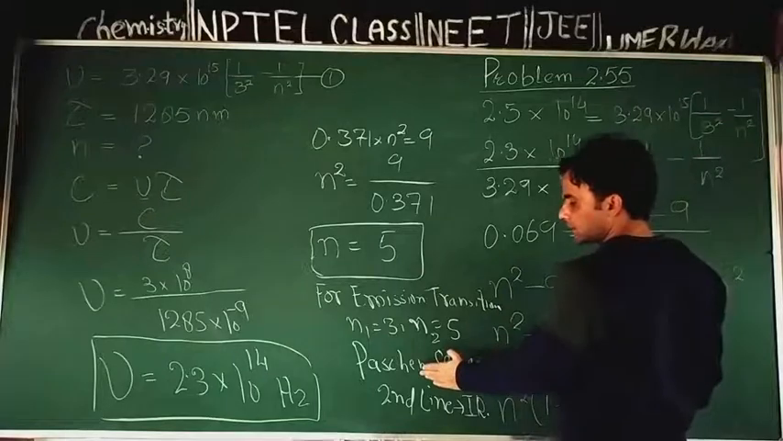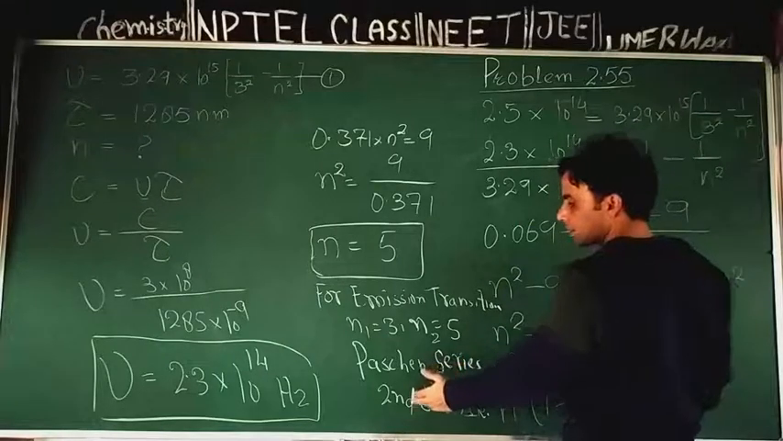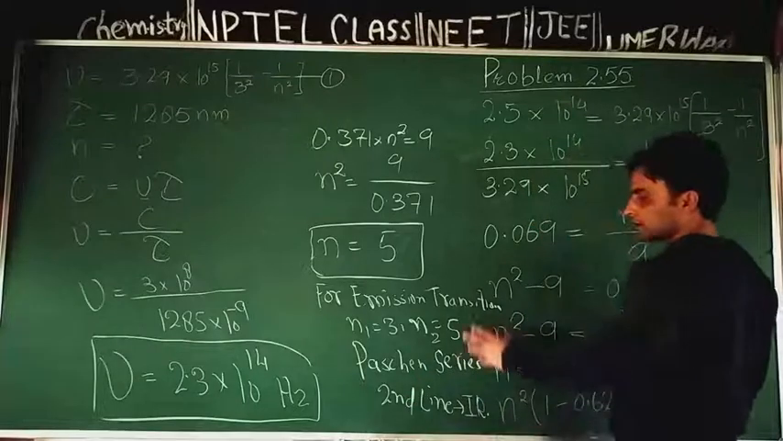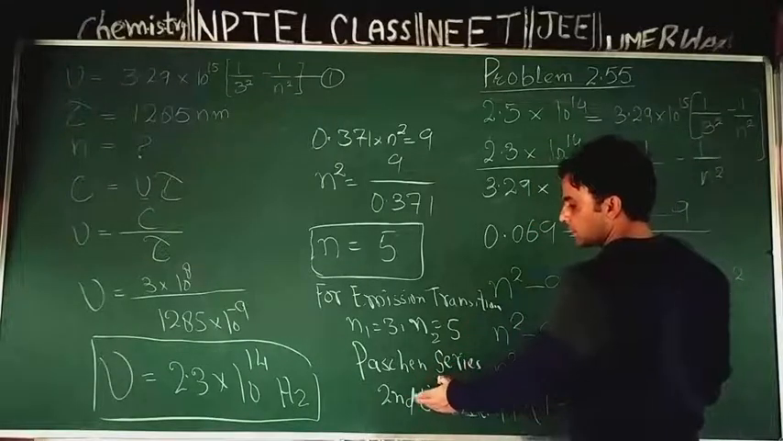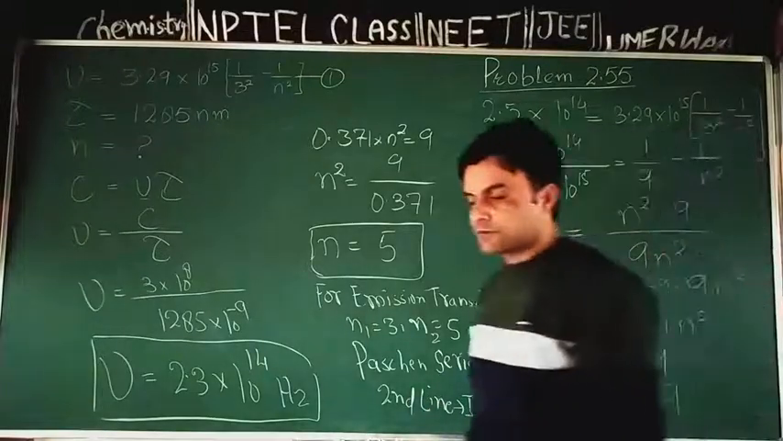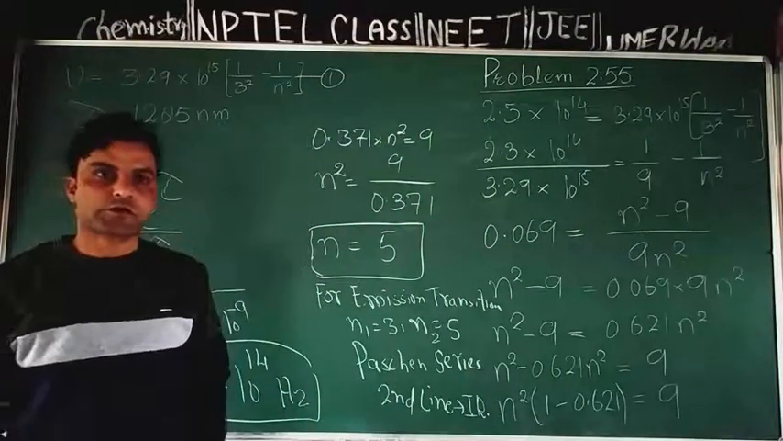So transition lies in Paschen series, and it represents second line of Paschen series and lies in infrared region of the electromagnetic spectrum.